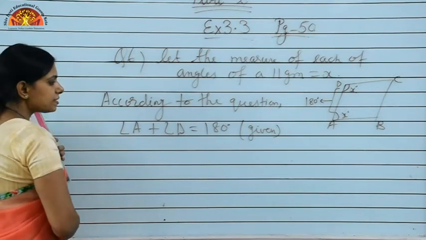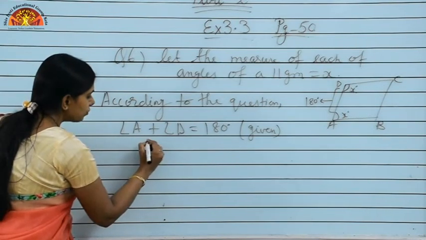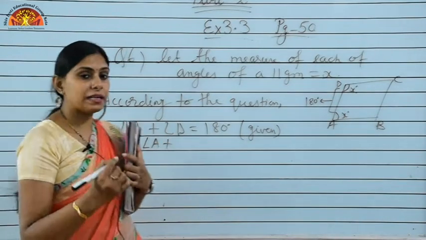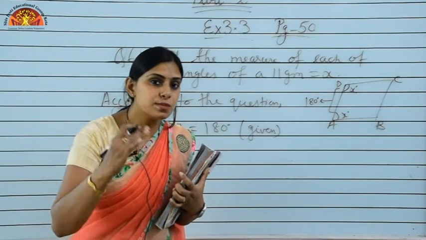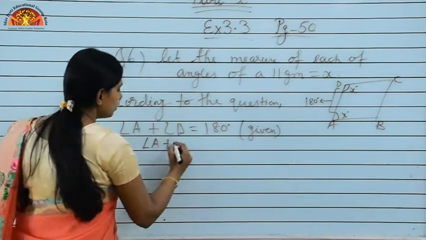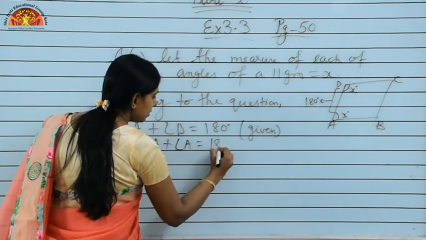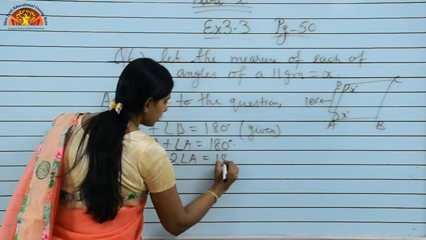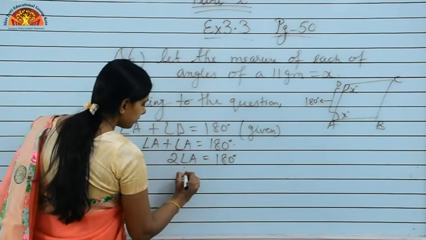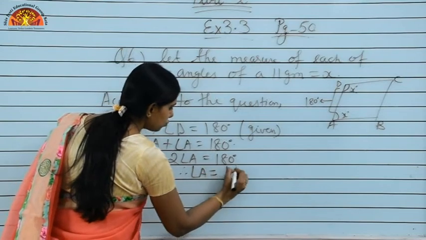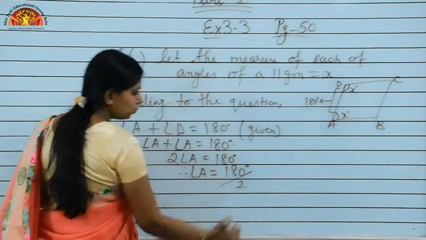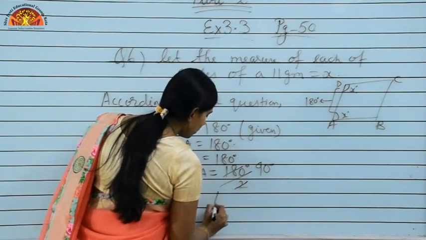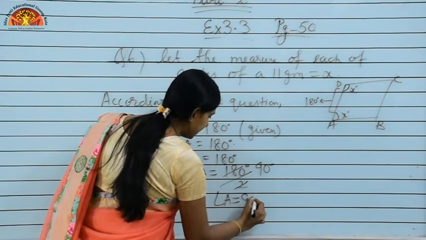Now both these angles are equal in measure, so what can we write for angle D? We can write angle D as also angle A, because these both are of the same measure. So angle A plus angle A is equal to 180 degrees. So twice angle A is equal to 180 degrees. Therefore angle A is equal to 180 degrees upon 2. When you simplify it, your answer comes out to be 90 degrees. So the measure of angle A is equal to 90 degrees.